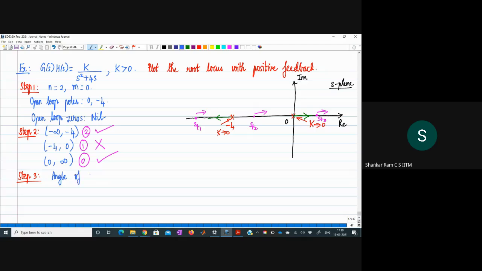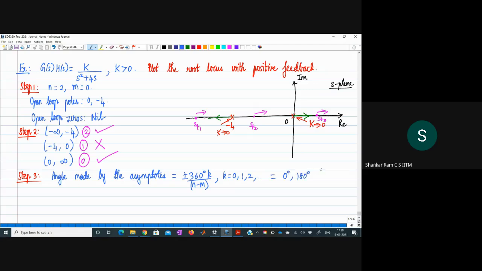So the angle made by the asymptote is going to be equal to, we are going to use the modified formula, which is plus or minus 360 degrees times k divided by n minus m. In this case, n minus m is 2. So immediately we will get 0 and 180 degrees, right?